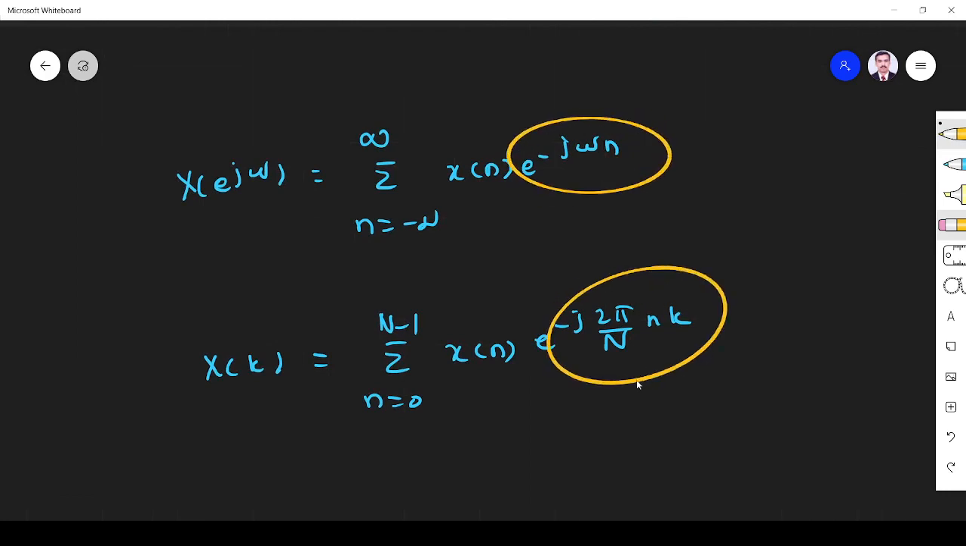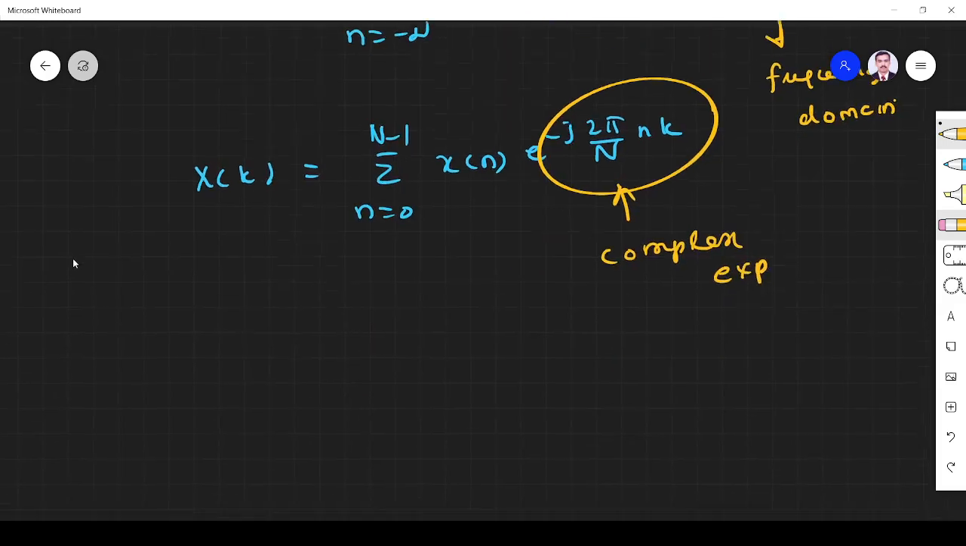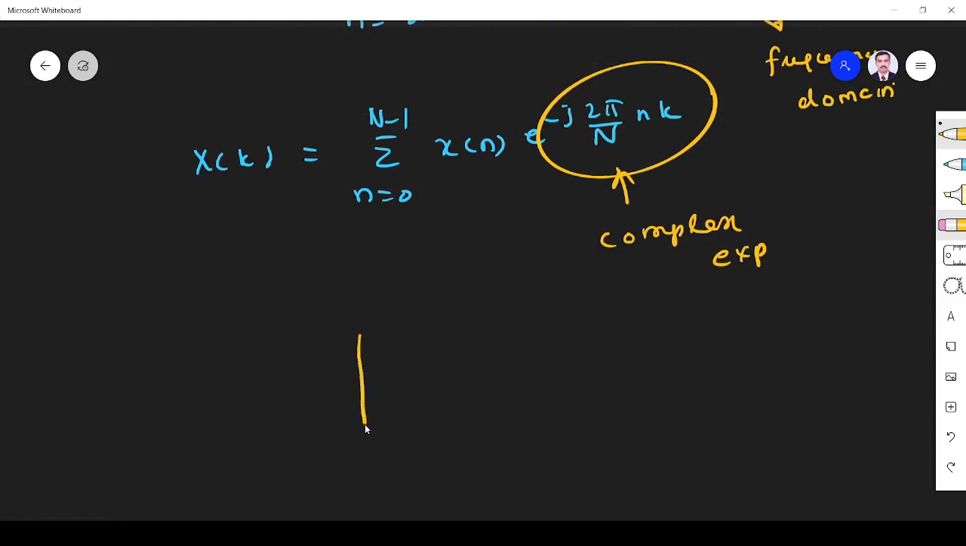What I am doing here, I replace omega by 2 pi by N into k, right? So this is the area we sampled. Here we do frequency domain sampling. At this point we are sampling, right?